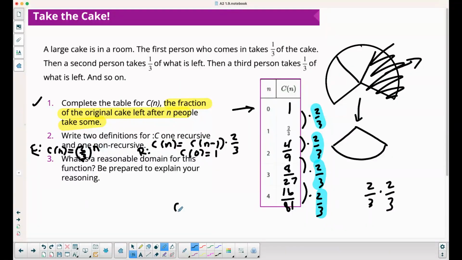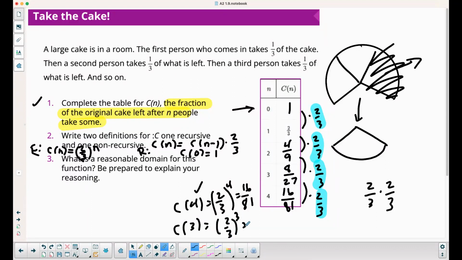Okay, and then I'm going to kind of check it here. I'm going to just say, oh, okay, what's C of 4? Does it work? 2/3 to the 4th, does that work? 2 to the 4th, 2 times 2 times 2 times 2 is 16. 3 to the 4th is 81. That works. Maybe double check another one. Try C of 3.